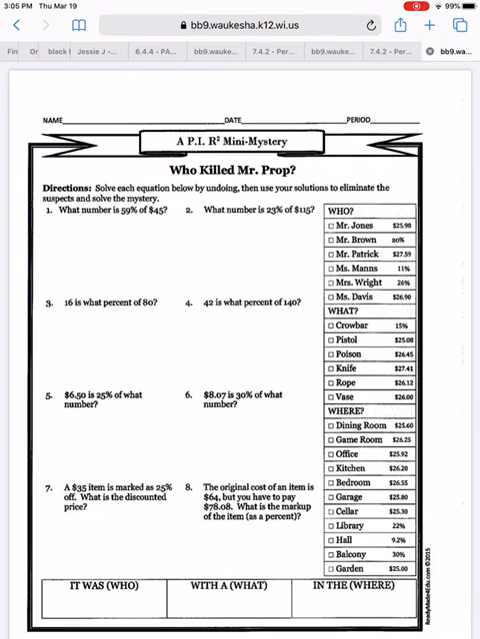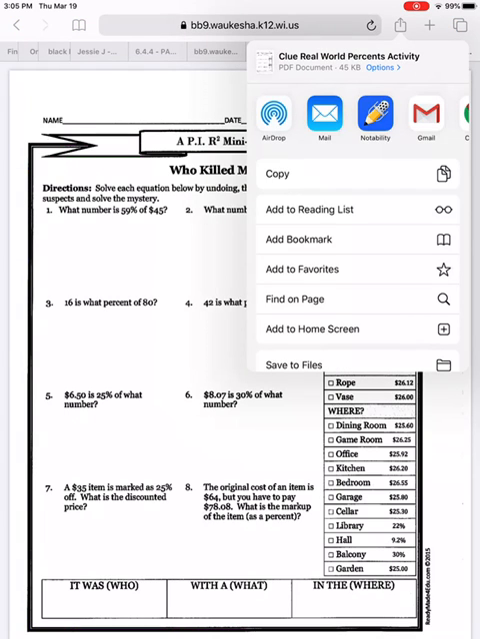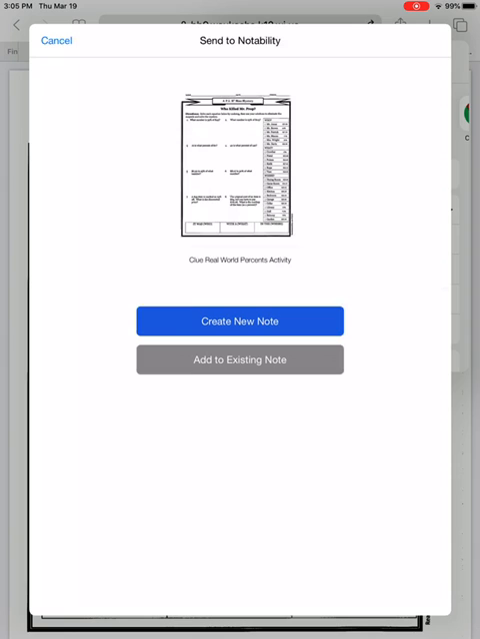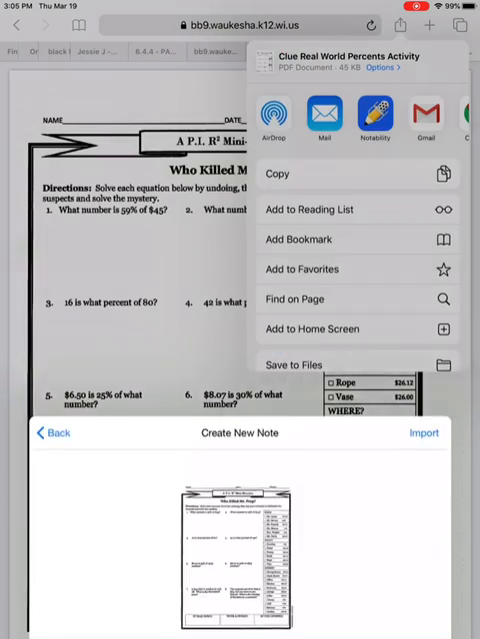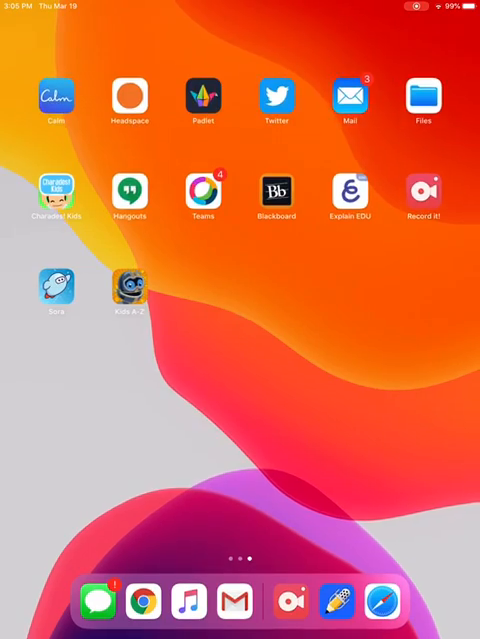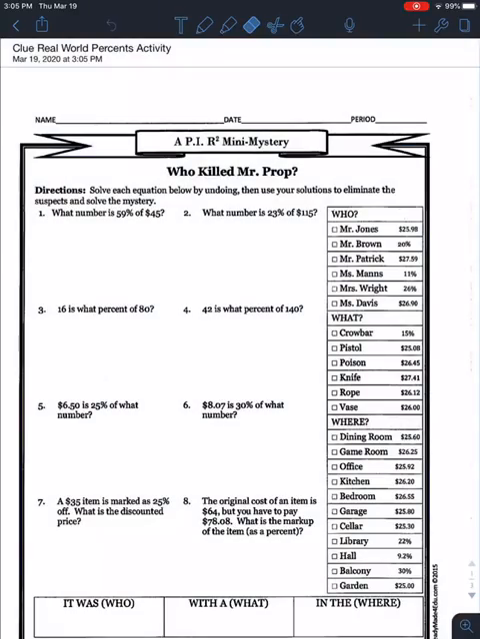Once I'm here, I am going to hit the square with the up arrow at the top, and I'm going to select Notability because that's where I want to send the copy. I'm going to create a new note because I want it to be titled the same thing as the assignment, and I'm going to hit import. Okay, and then I can go to my Notability, and here is my assignment.